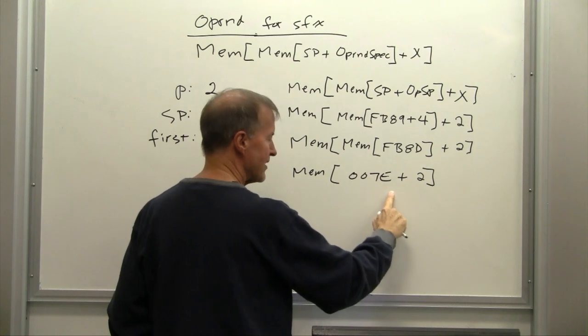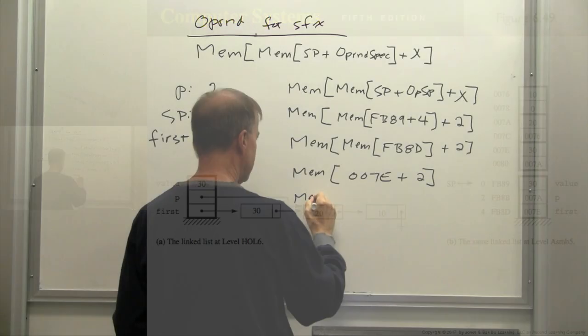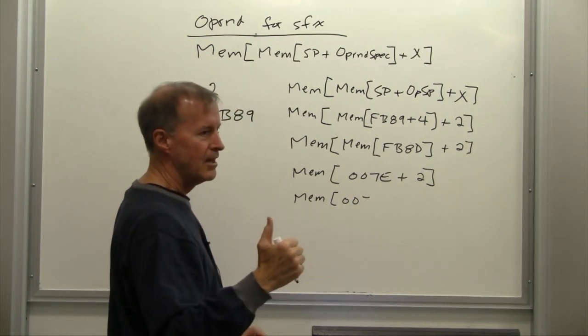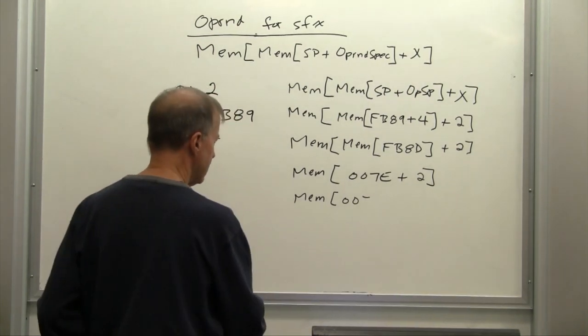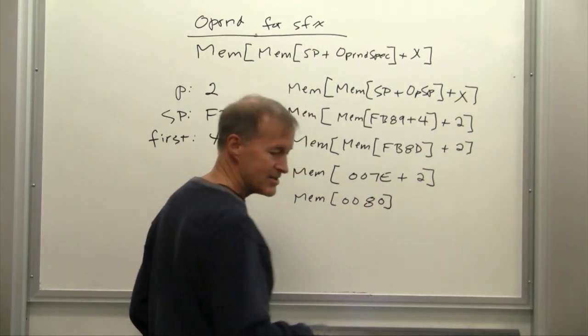What is at 007E? That's the address of that first byte in the structure that has 30 in it. All right? But we want the next part of that. So what do we do? We add 2, which is the next part of it, to get the offset. So then what is 007E plus 2? 0080. But what's at 0080?